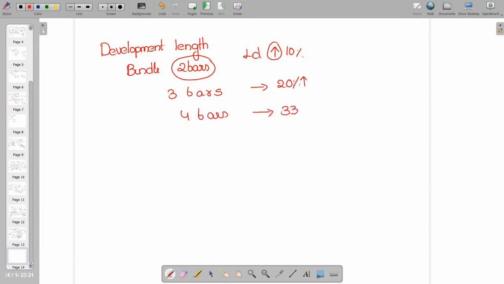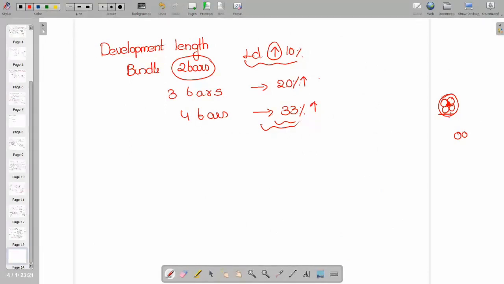Sir, why actually is the development length increased by 30%? If you see, 4 bars are bundled here, this contact area will not be in contact with the concrete. That is the reason in this case development length is increased by these values. Are you getting me, sir? As the contact surface area is reduced, that is the reason development length will be increased. Clear, my dear students?